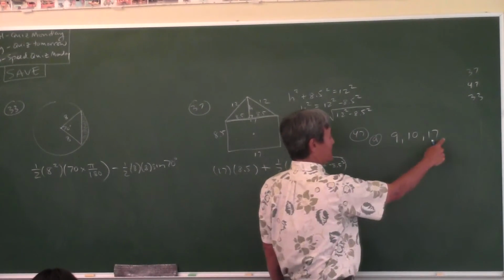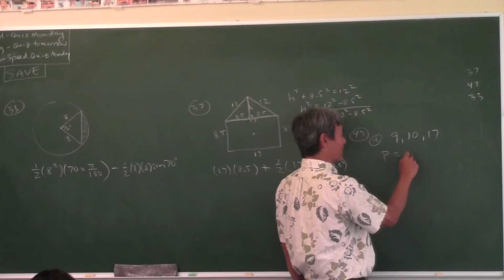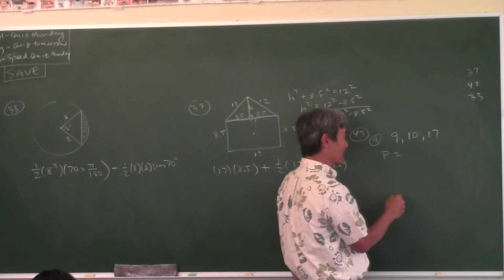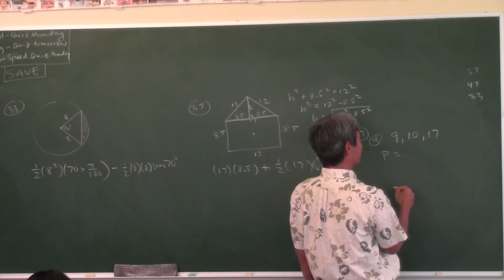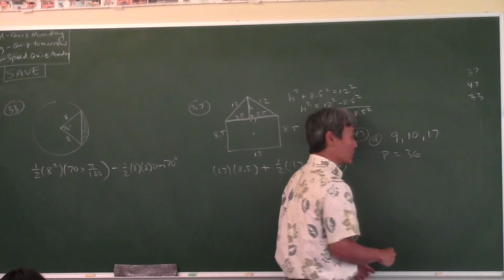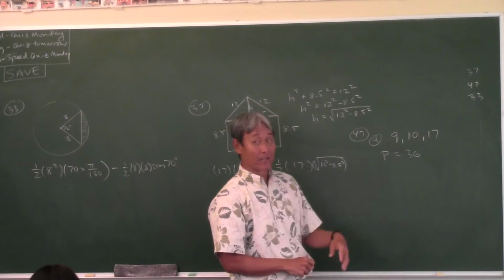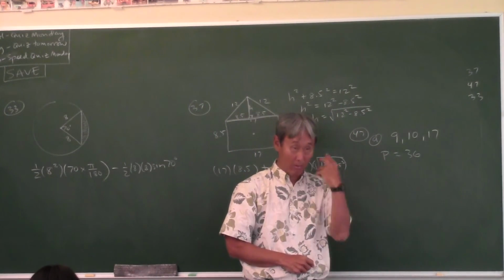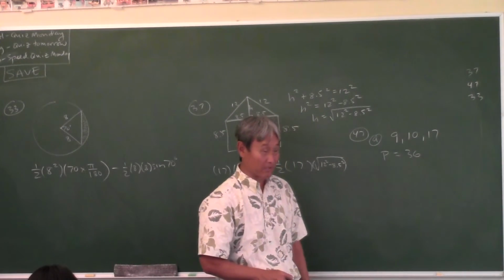Okay, so look at this. What is the perimeter of this? How do you find the perimeter of a triangle with sides 9, 10, and 17? You add them up and you get 36. So that means if I compute the area, it should also be 36. So they want you to show that it's going to come out to 36.